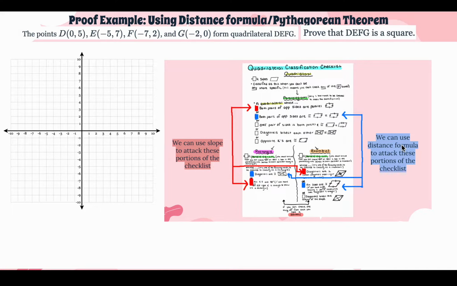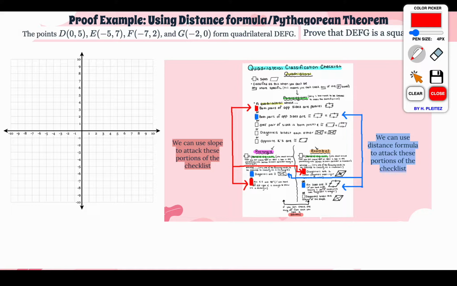We have the points D, E, F, and G forming quadrilateral DEFG, and we are going to prove that it is a square. In my mind, how I like to envision this is I like to think about my checklist, and without the math, I like to think about the conditions that would actually help me prove a square. I know I'm only using the parts of the checklist in blue right now, because we want to use the distance formula and the Pythagorean theorem. But in reality, you can use any of them. For this case, we know parallelogram has to come first.